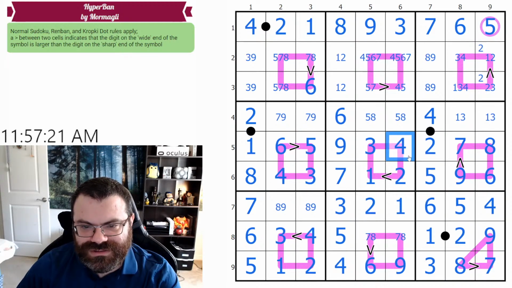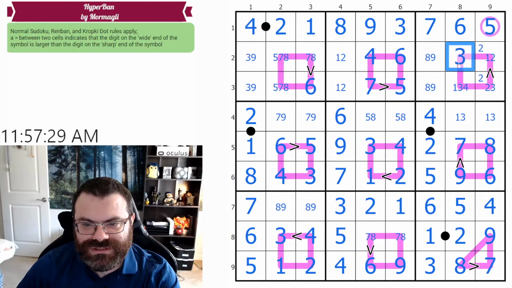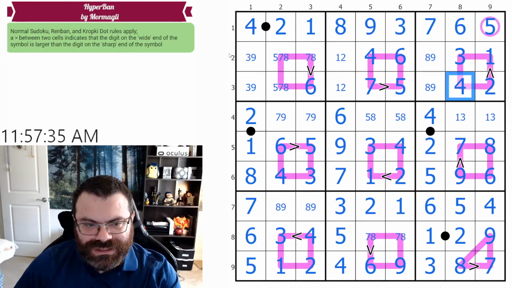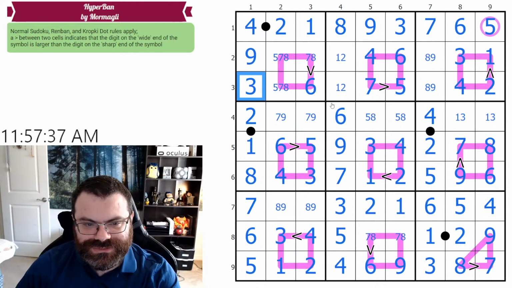Such as the 4 in column 6 looking up. Okay, so that's 5. That's 7. 6 and 4. That's a 3, 2, and 1. See, that inequality did something. 9 and 3.